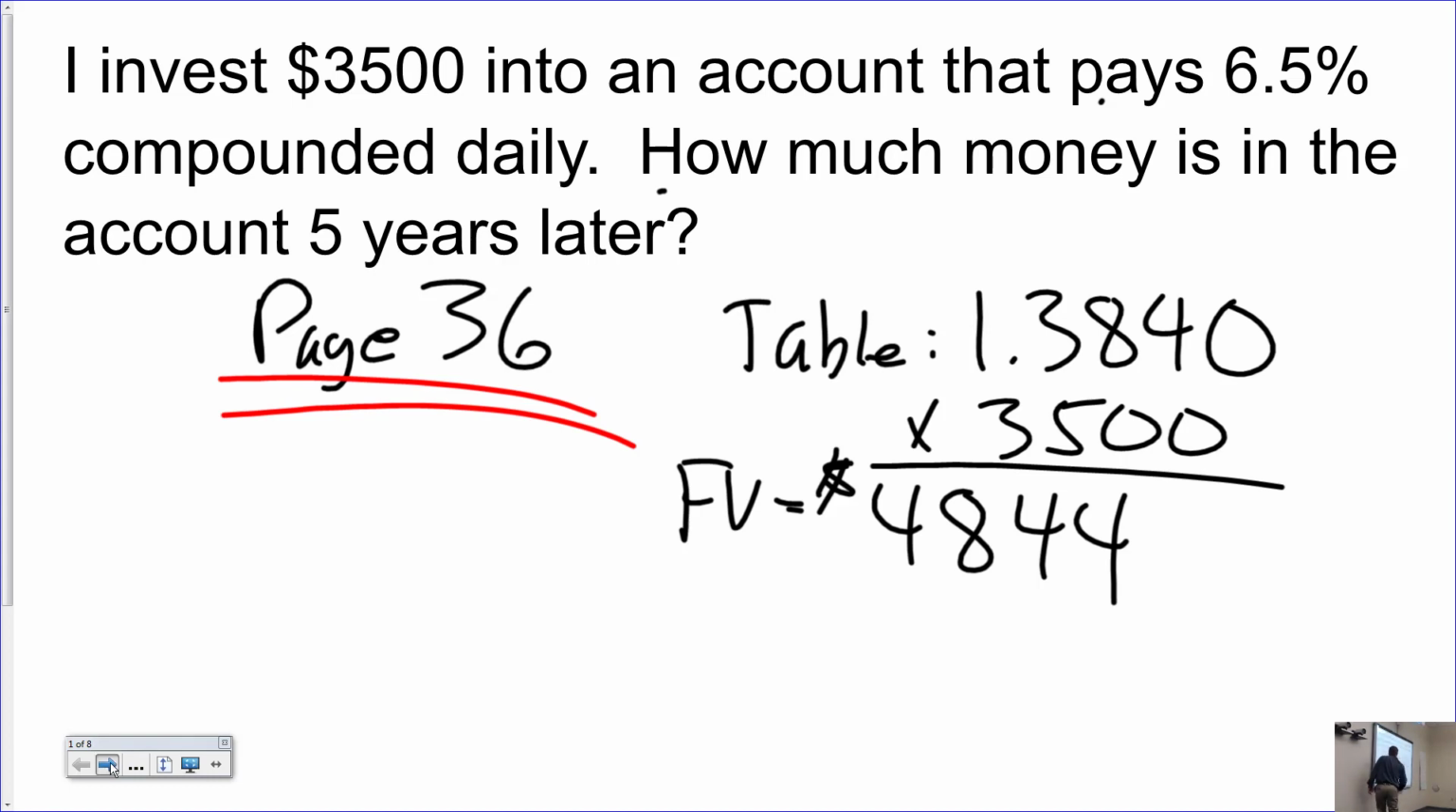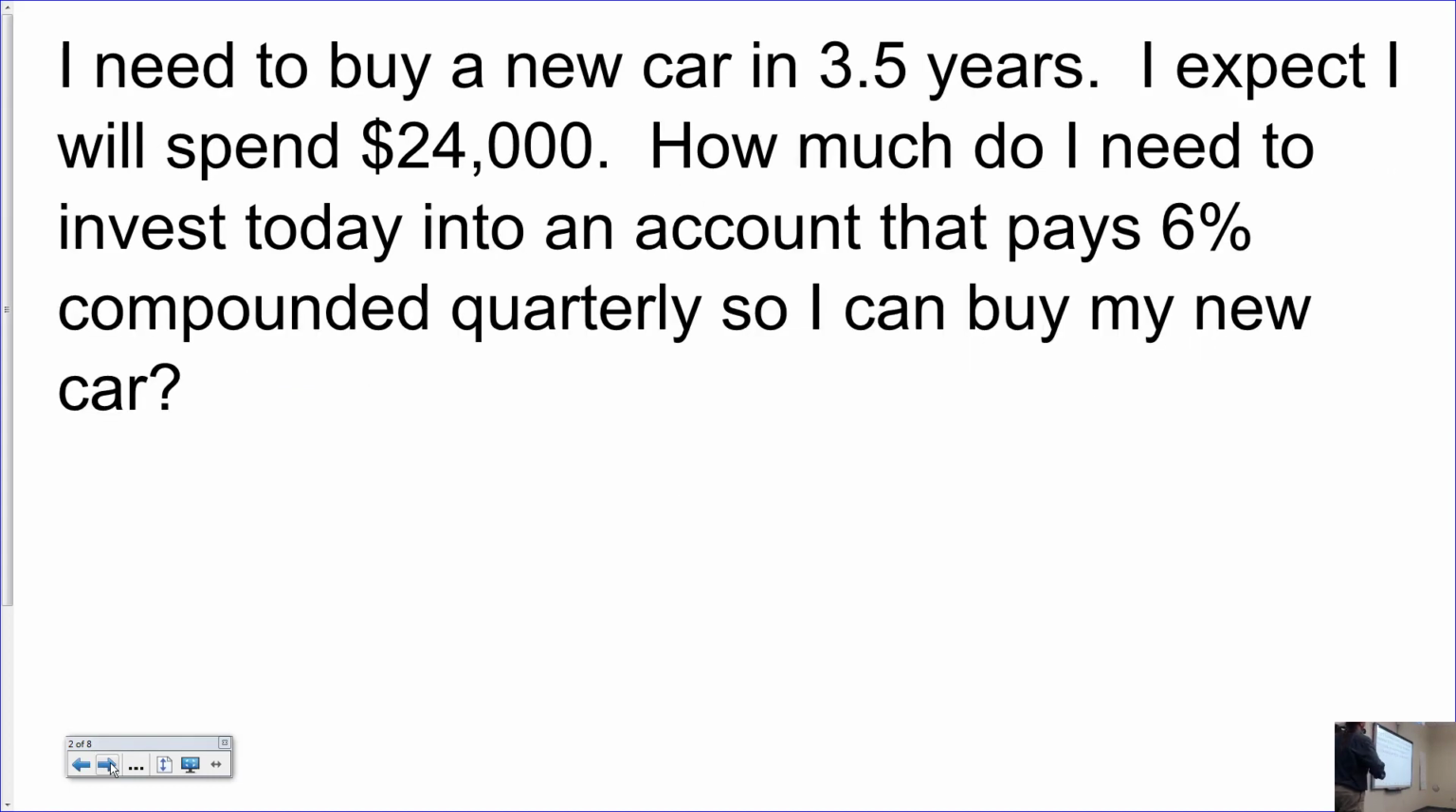All right, so how about the next one? Folks, I need a new car in 3.5 years. I hope that I can spend $24,000 on this car. The question is, how much do I need to invest today if I have an account that pays 6% compounded quarterly so that in 3.5 years I will have that $24,000?